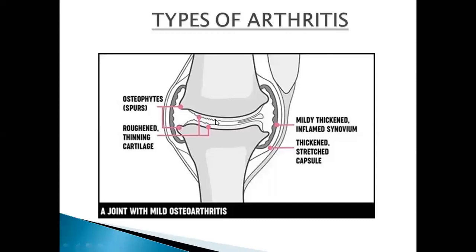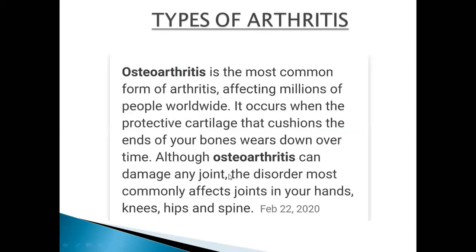Here you can see these two bones meeting each other at a point called the joint, a joint with mild osteoarthritis. This is the cartilage, right? And you can see here that it is roughened, thinning cartilage. The cartilage is getting very thin. When it becomes totally thin, it will cause inflammation here, and this inflammation makes the problem called osteoarthritis. Got it now? Clear?